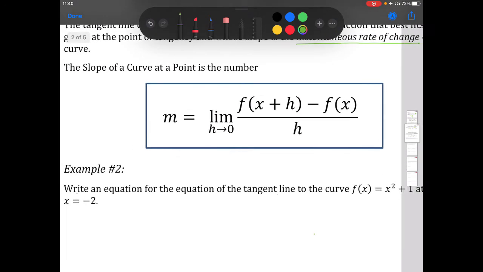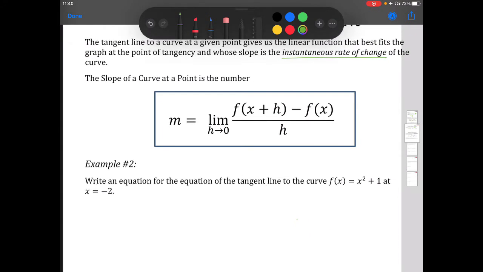So it's going to be m, and this is actually also called the difference quotient, right? This is the same slope formula, but now we're writing it a little differently. So how do we apply this to find the equation of a line?